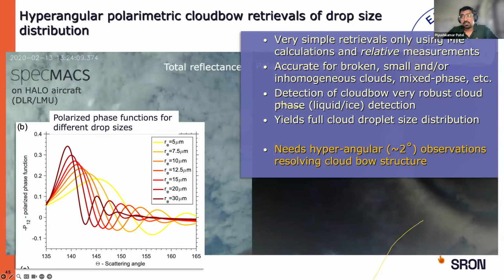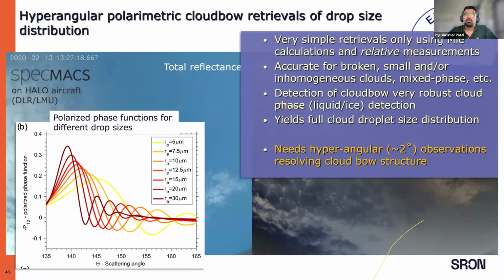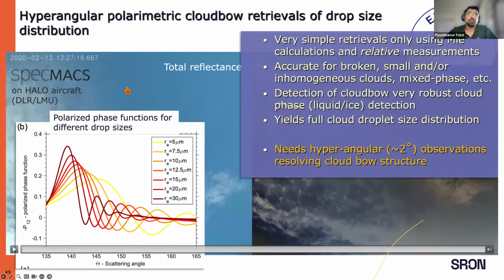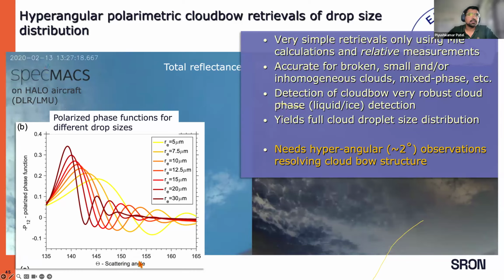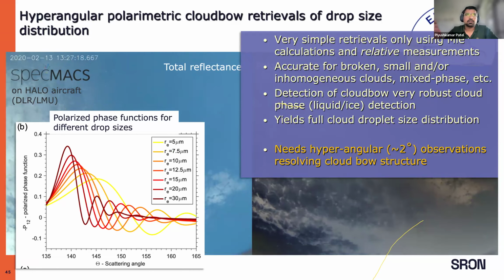Now, once we have this cloud bow information, it is a very simple algorithm to retrieve the cloud information. You just put these polarized signals of the cloud bow into the Mie calculations and run the Mie code for different sizes, and you will have the phase functions or the spectra at different scattering angles for different cloud effective radii. Based on that, you can identify what kind of effective cloud particles or how many cloud droplets are available.